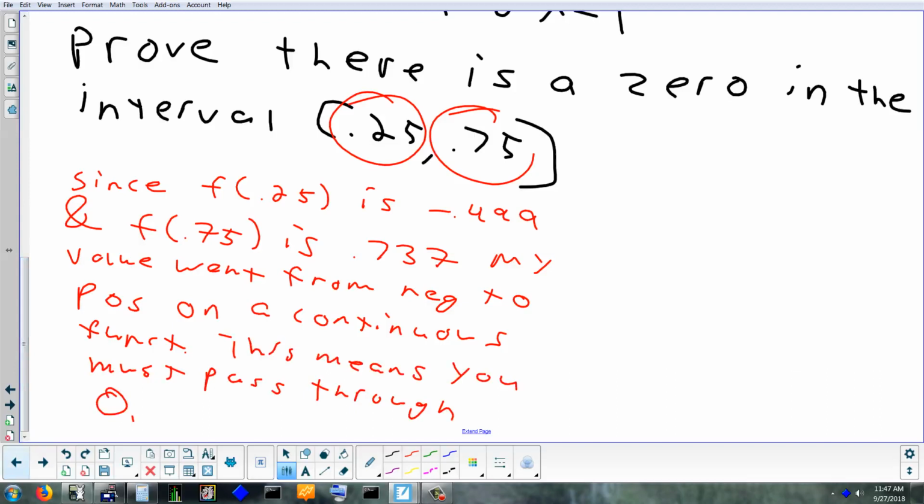pass through a specific number, the number 0. In fact, I guarantee you'll pass through every y value between negative 0.499 and 0.737. In particular, you're going to pass through 0. That's the one I was interested in. Any question on how we tied the idea of continuity and intermediate value theorem together in that problem?